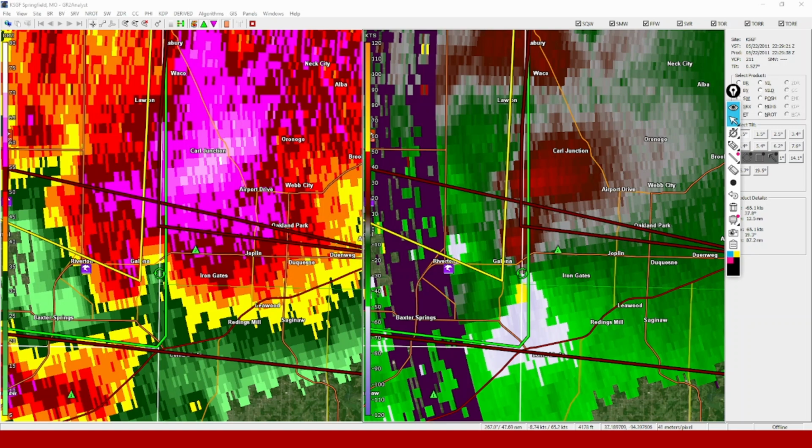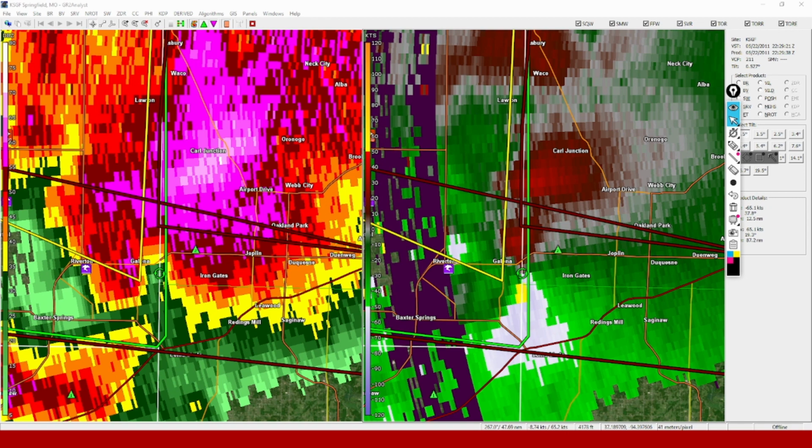And my name is Ryan, and today we are going to be talking about how to forecast or track weather using GR2 Analyst. We'll go in depth with base velocity, reflectivity, all of that fun stuff, so that you can tell what storms are doing.